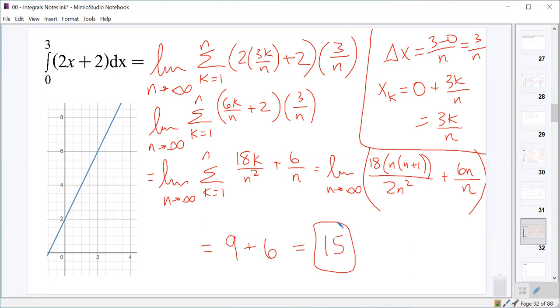And once again, we won't go through the work for it this time, but from 0 to 3 of 2x plus 2, this area right here, that's again just a trapezoid. One base is 2, another base is 8, and the height is 3 going across the bottom. So we'd average the bases and then multiply by 3. And it'd come out to be 15.